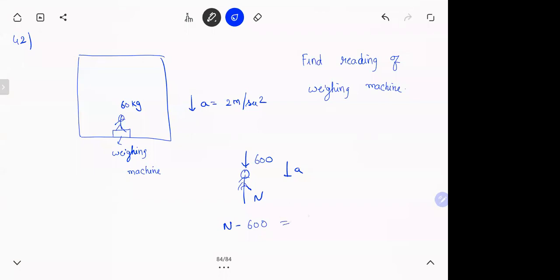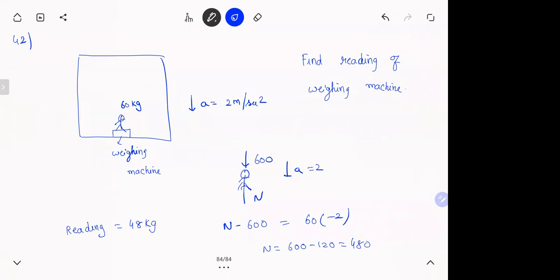It is equal to 60 into a, where a is 2, no? So this will be 600 minus N equals 120, that is N is 480 newtons. So what will be the reading? 48 kgs, no? So even though your real weight is 60 kg, the weighing machine will show 48 kgs.